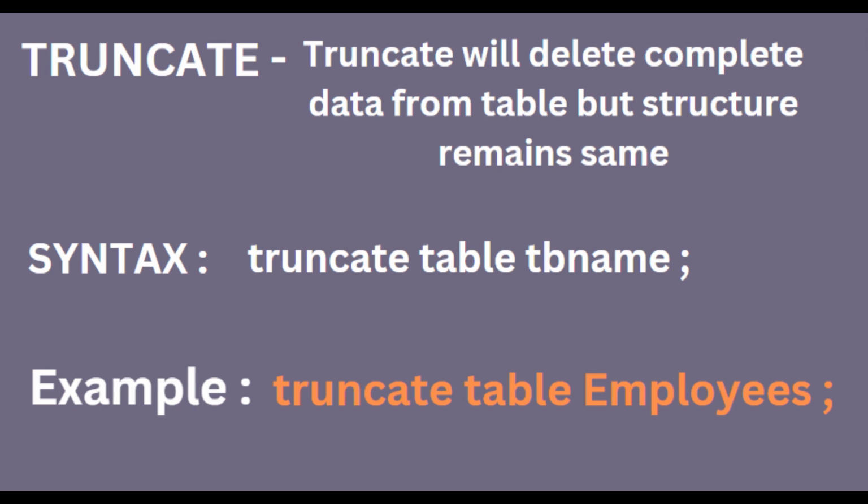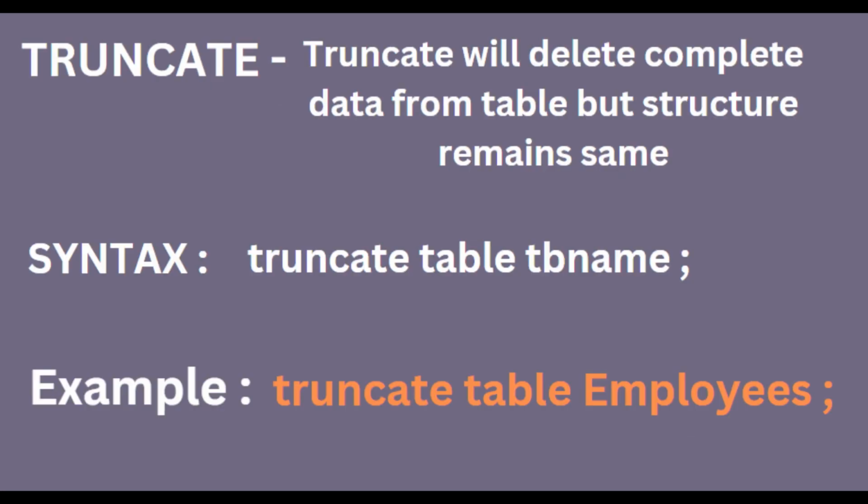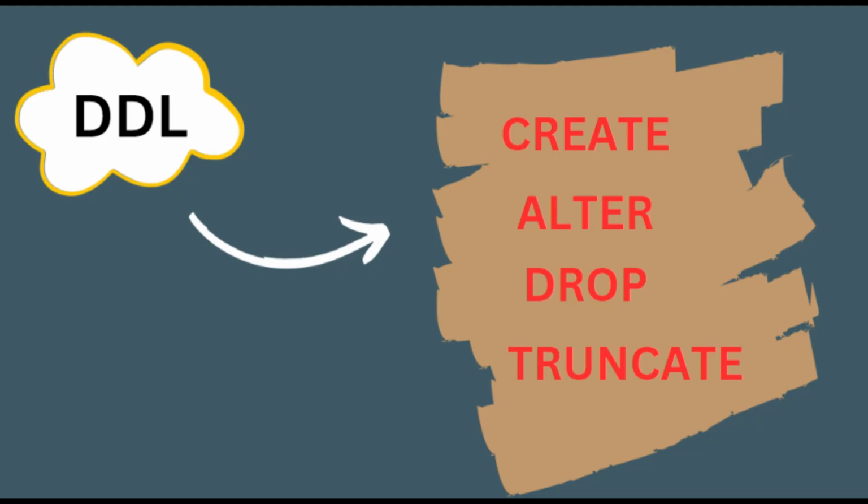Then the output will be like this. We will get the output in this format. That is, the data will be removed, but the structure, in the sense column names, will remain as it is. And if there are tables in which foreign keys are there, first we need to truncate the dependent table, then we need to use truncate for the primary table, or else we will get an error. So this is all about DDL commands. All these commands talk about the structure of the table or design of the table.